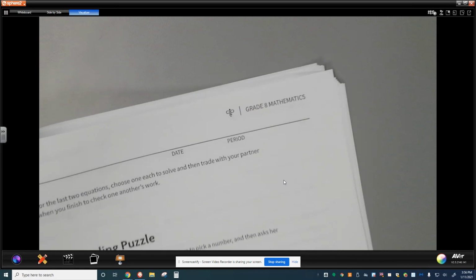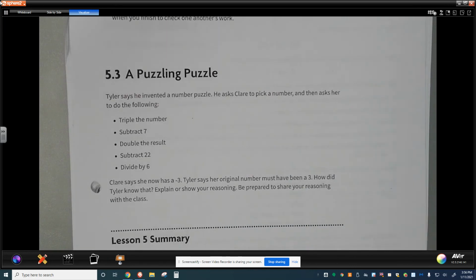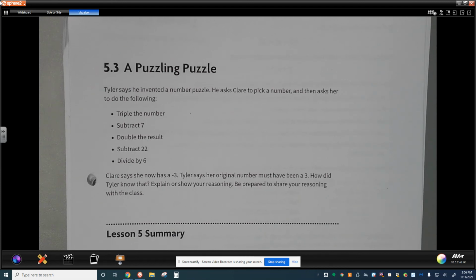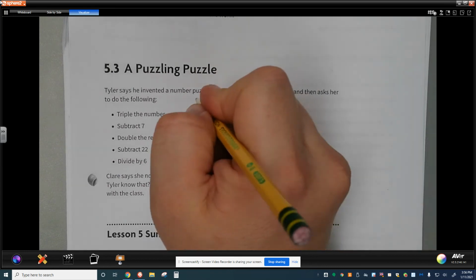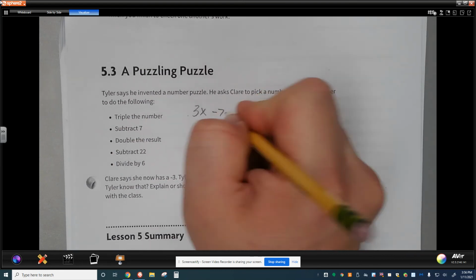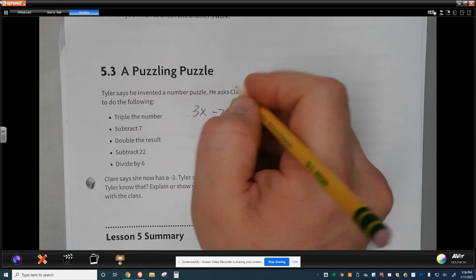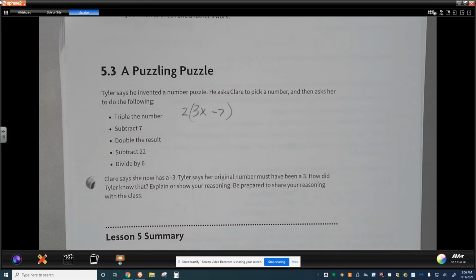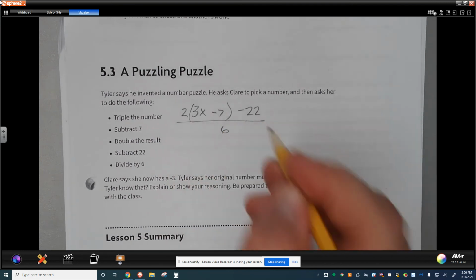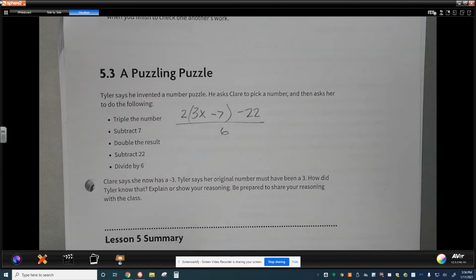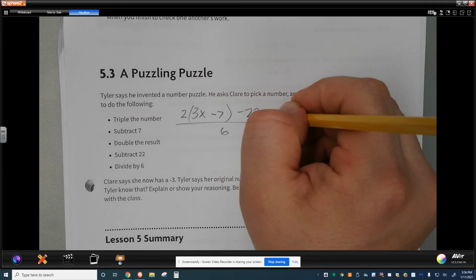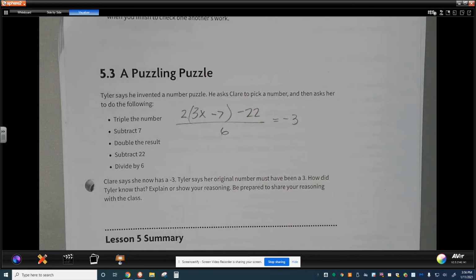Okay, the last thing that we're working on is this one, a puzzling puzzle. Tyler says he invented a number puzzle. He asked Claire to pick a number and then asked her to do the following. Triple the number. So here's his number. Let's say his number is x. He's going to say triple the number, then subtract 7, then double the result. So the result of that has to be doubled, and then subtract 22, and then divide by 6. You could put divide by 6 over here, but that would be divide all this other stuff by 6. And Claire says she now has negative 3 as the solution.